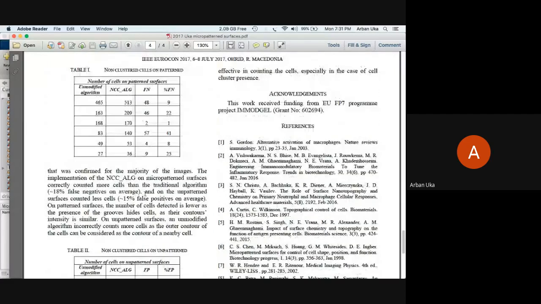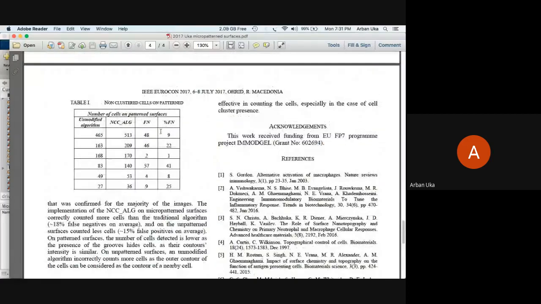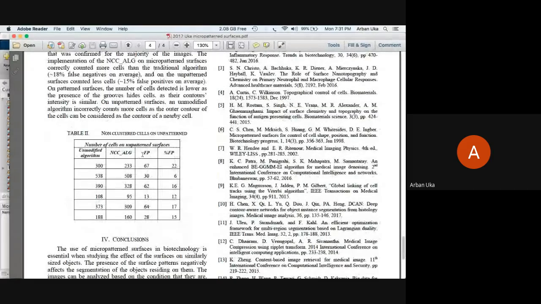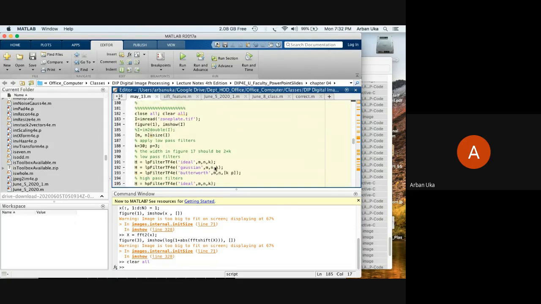So whether we had patterned or unpatterned surfaces, sometimes we can observe a high percentage of false negatives, and sometimes we can have a high percentage of false positives. Now, we implemented these interesting approaches of trying to filter the images from the periodic noise. In this case, it was not a noise, it was intentional structures or intentional microstructures. Okay, so let's see what we have next.